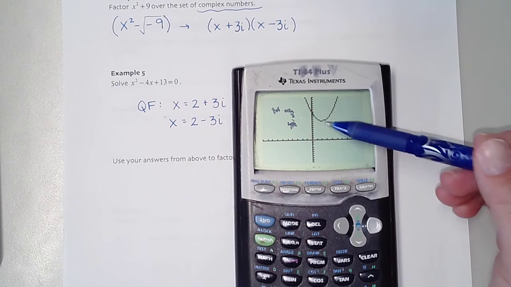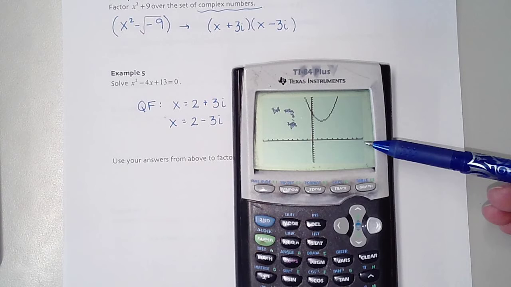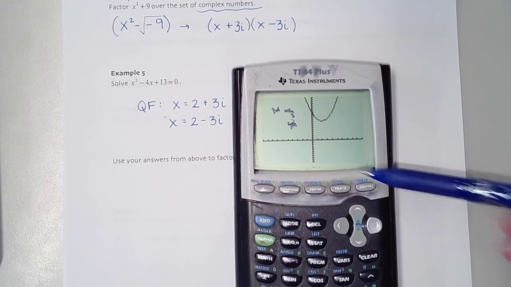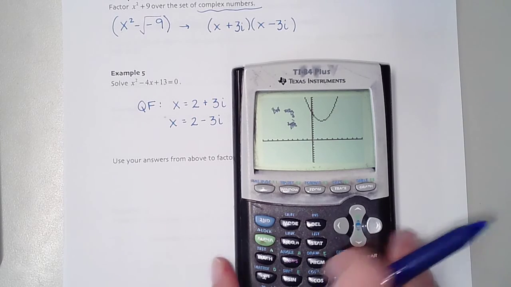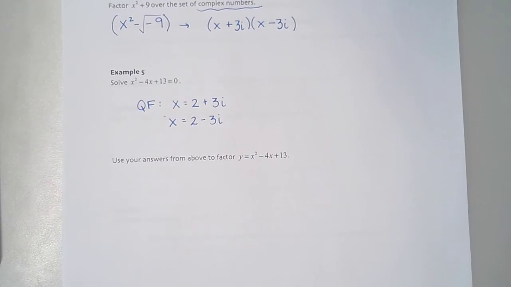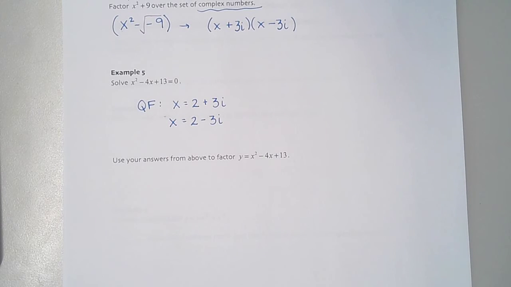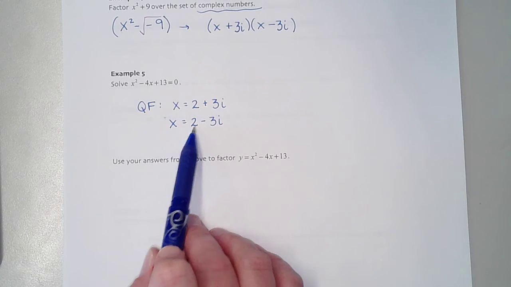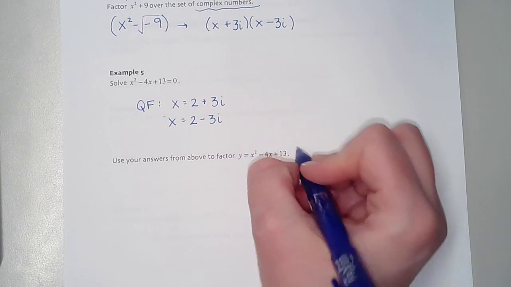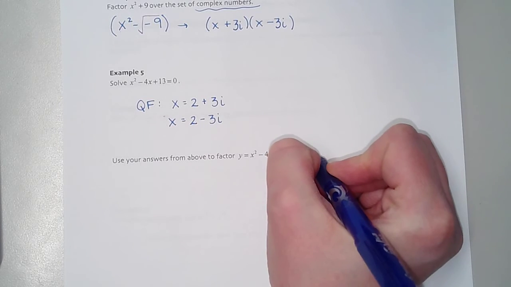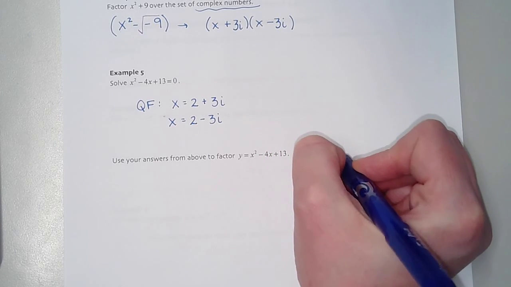I don't see any roots. I don't see anywhere where it crosses the x-axis. When that happens, that means I have imaginary roots at play. And again, we're going to talk way more about that in our next lesson. But what I want you to be able to do today is still follow that same procedure we used with the factor theorem before. If I know that these things are the roots, I can factor this thing, and really this should give me permission to use the complex numbers.